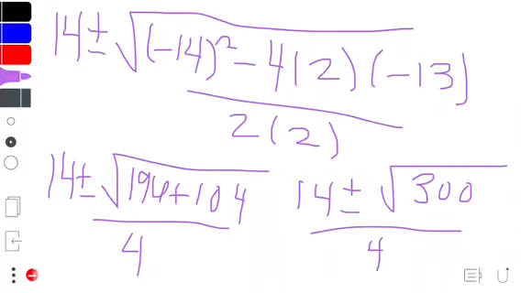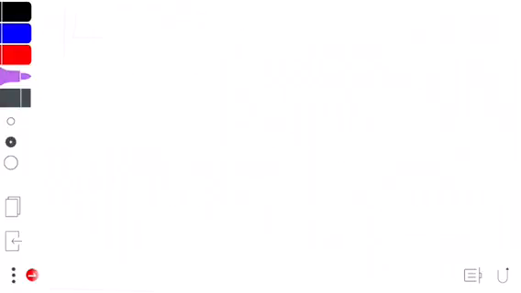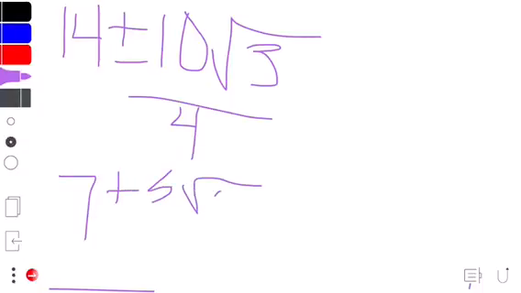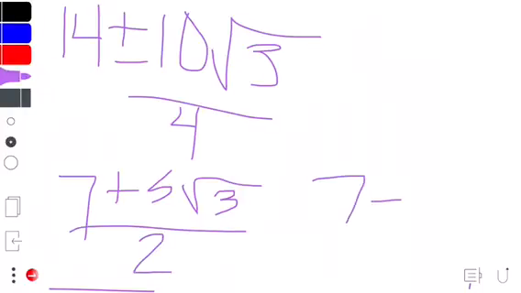This then simplifies to 14 plus or minus 10 radical 3 over 4, further simplified to 7 plus 5 radical 3 over 2, and 7 minus 5 radical 3 over 2.